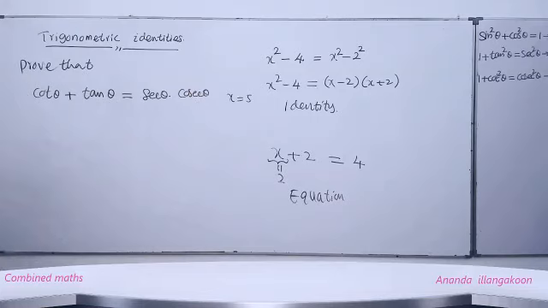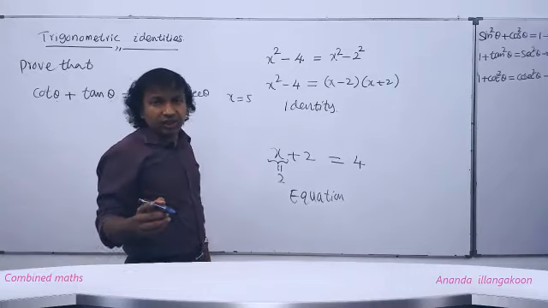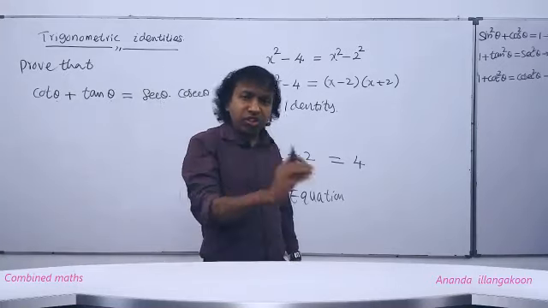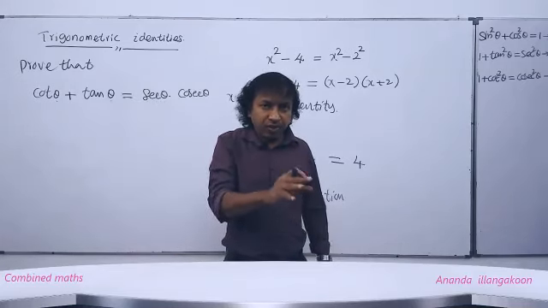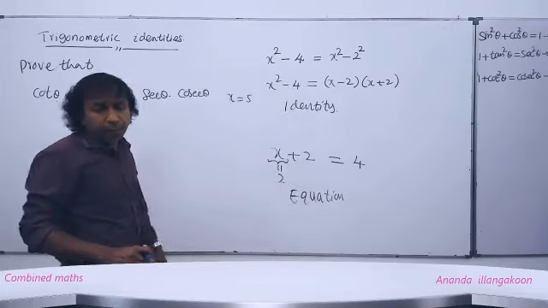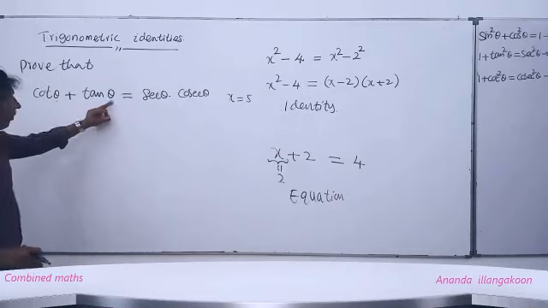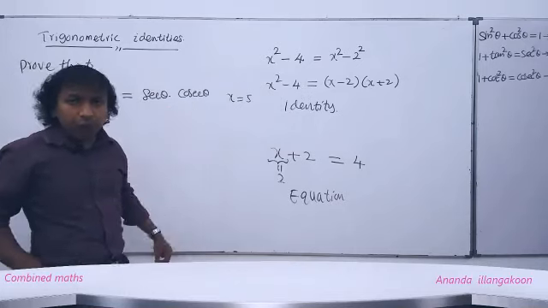What do you mean by that? People, you know, this theta is an angle. We can put for this theta any angle from 0 up to 360 degrees, no? Whatever angle from 0 up to 360 we put, the left hand side and the right hand side become equal. That's what we have to prove.